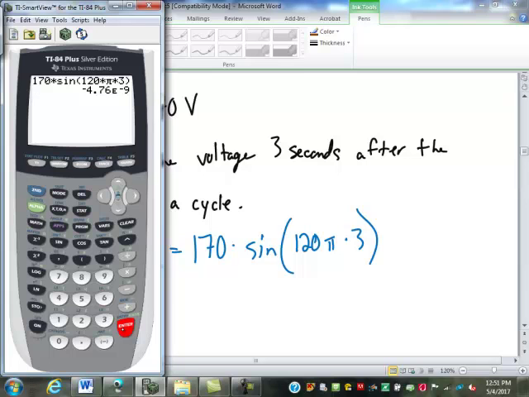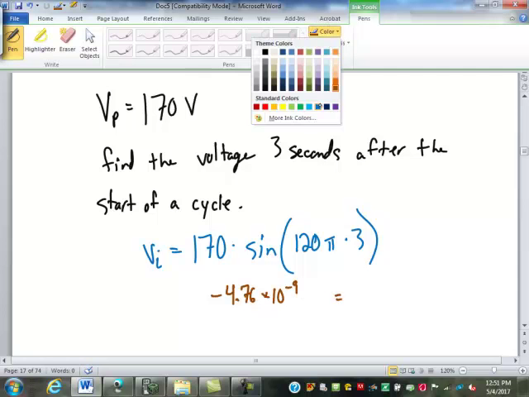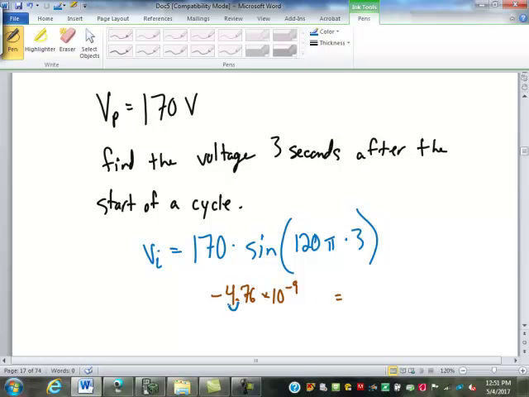Now that negative 4.76 times E negative 9, that is negative 4.76 times 10 to the negative 9th, which means I'm moving this decimal point 9 spots to the left. So that is 0.00000000476 volts.